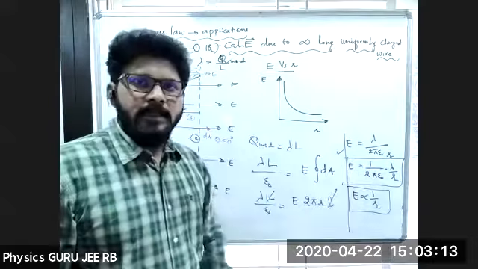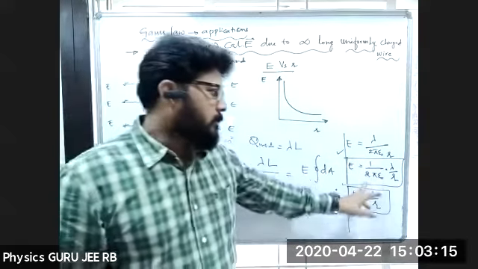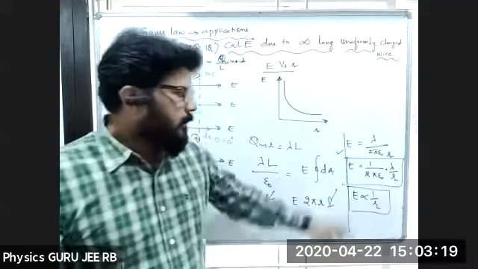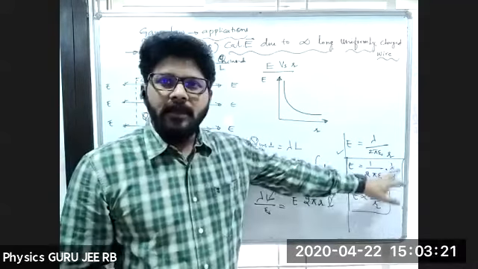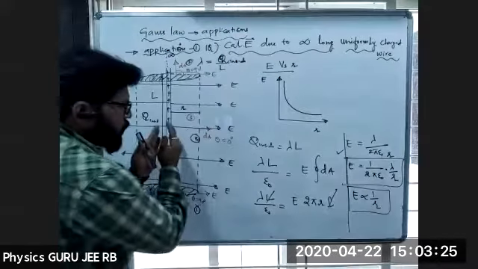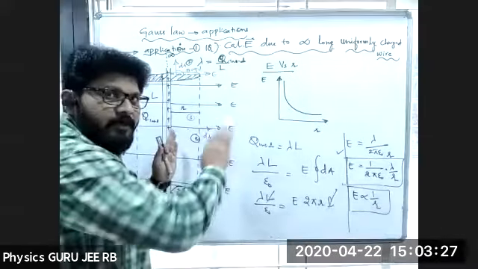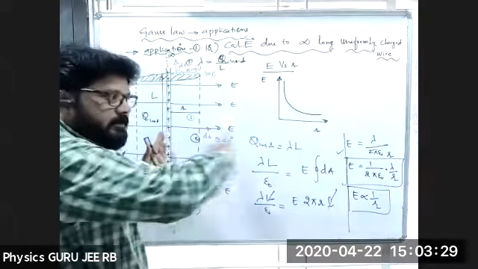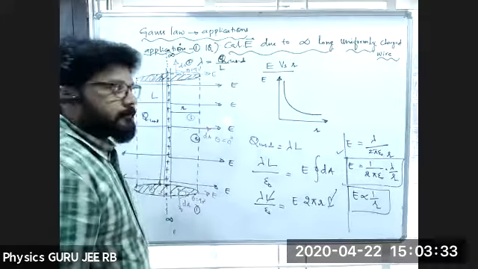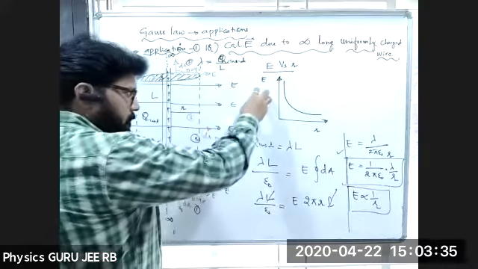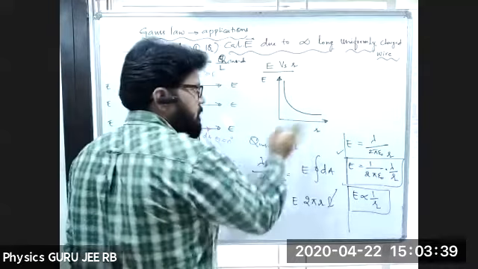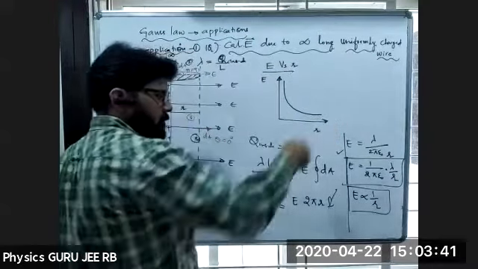The final result we got is E equals 1 by 2 pi epsilon naught into lambda by r. Here 1 by 2 pi epsilon naught and lambda are constants, r is a variable. That means as I move away, E decreases with distance. So E is proportional to 1 by r. If I plot a graph of E versus r, then as r increases, E decreases.